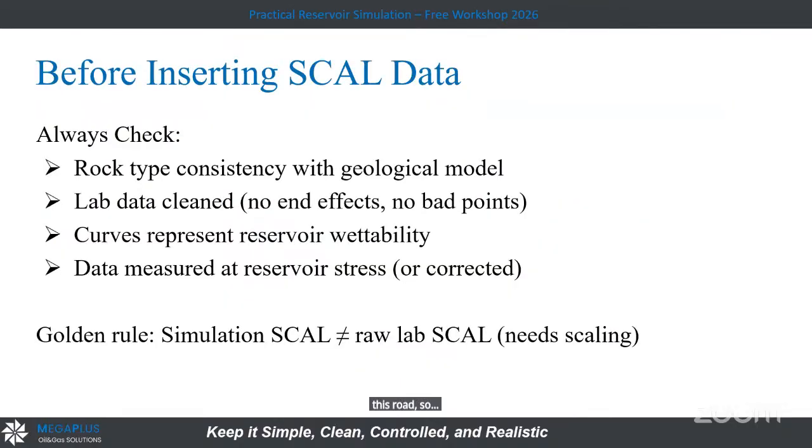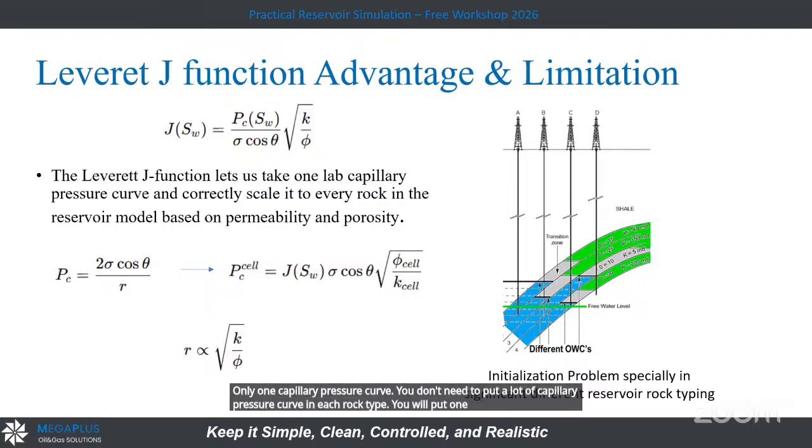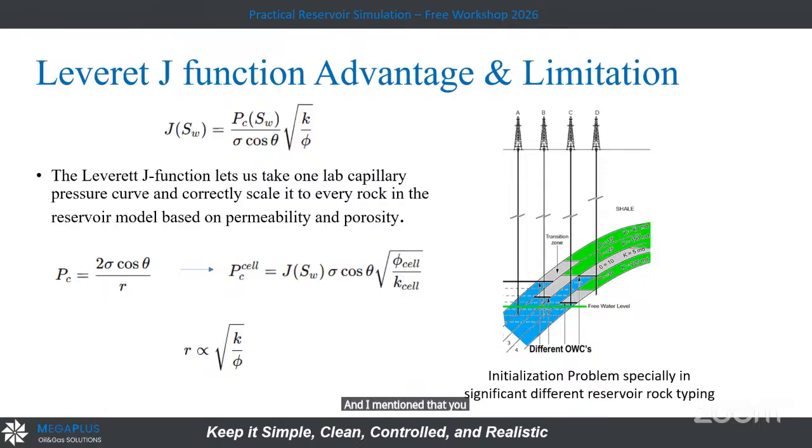So here again, when you put a free water level, the model needs to distribute the capillary pressure depending on the J function, and it will distribute. All you have to put is only one capillary pressure curve. You don't need to put a lot of capillary pressure curves in each rock type. You will put one, and as I mentioned, you already inserted the endpoint scale before. It will distribute depending on it.